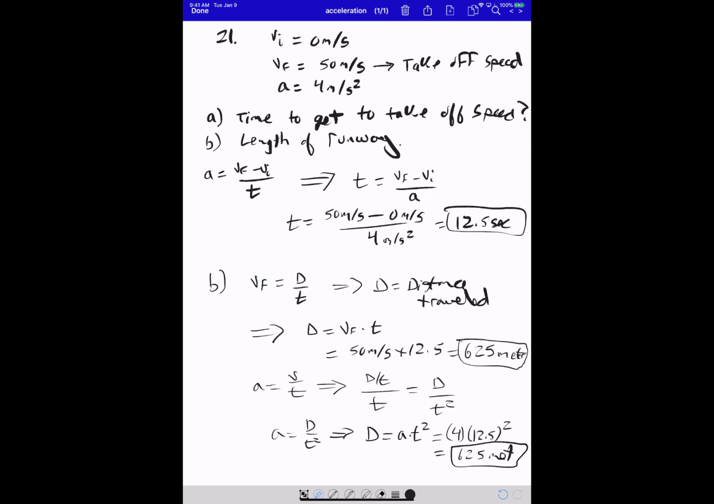Okay, so that's question number 21. And again, it's just a matter of picking the formula, following through with it, and you'll be good to go. If there's any questions, please just let me know.